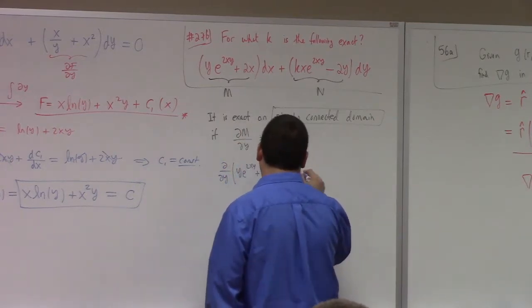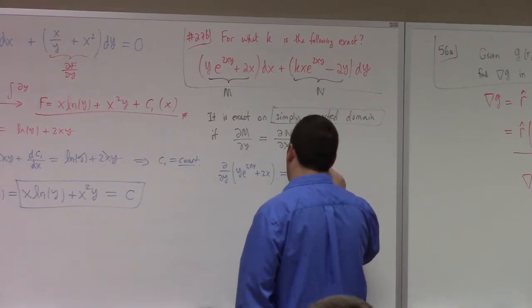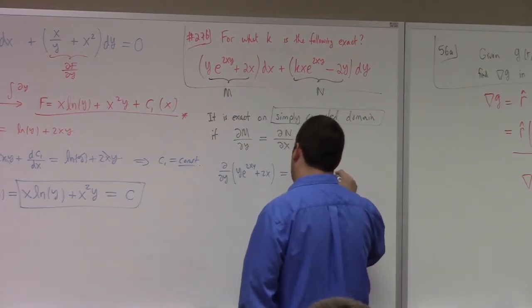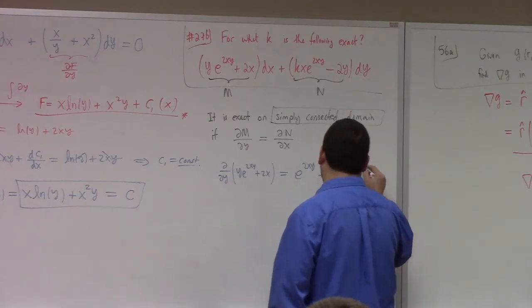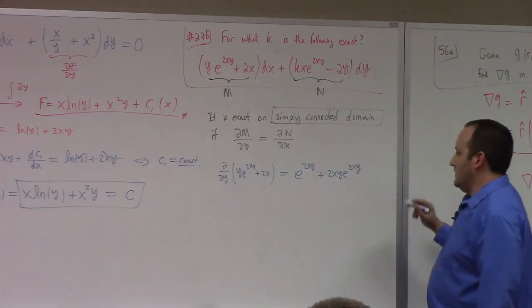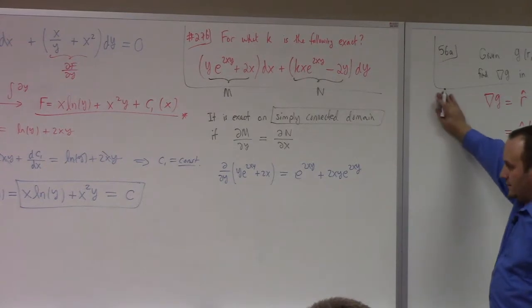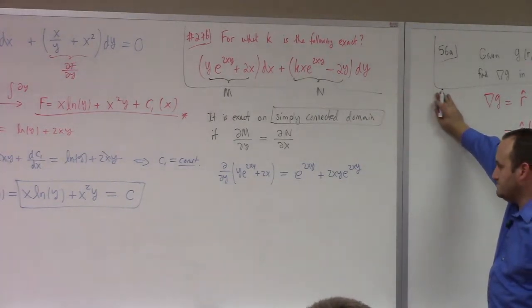Product rule, right? So I get e to the 2xy plus 2xy e to the 2xy, I believe. Do you guys agree? Do you disagree? What do you think?